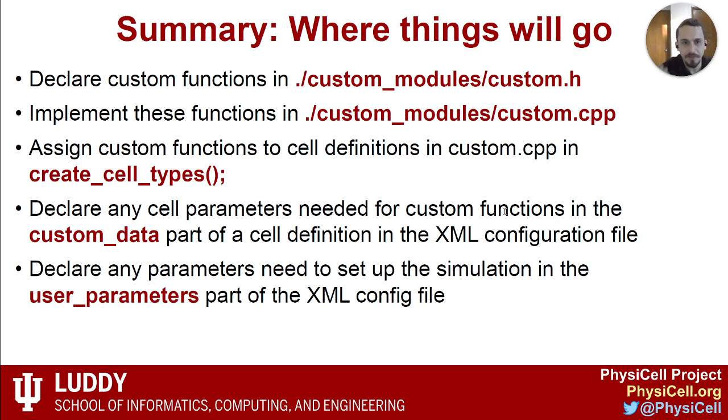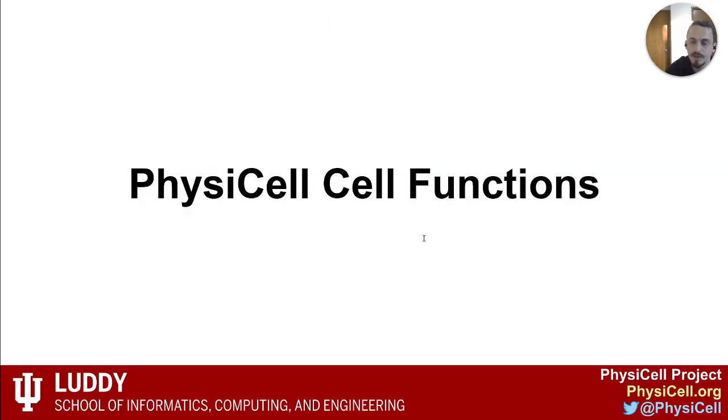So for the summary of all this stuff I'm talking about, basically the workflow for doing changes in the C++ code: you need to declare the function in the custom.h, implement these functions in the custom.cpp, and assign your custom functions for the cell definition you want in your project in the function create cell types. Declare any cell parameters for the custom functions in the custom data part in the XML file. And if you want, include user parameters in the XML file. So let's start by digging into each function.